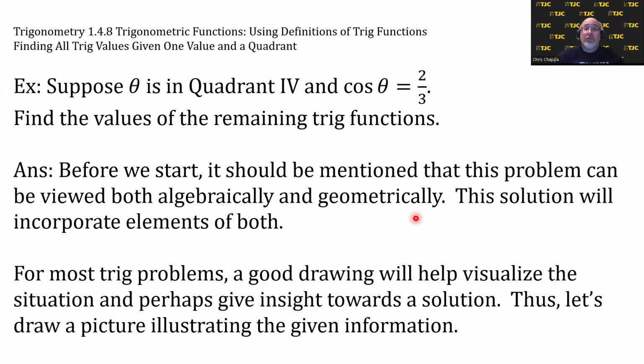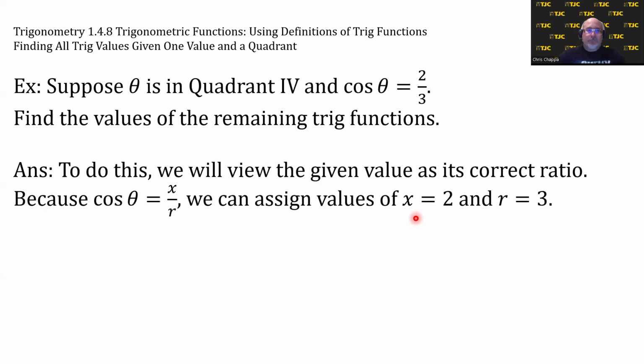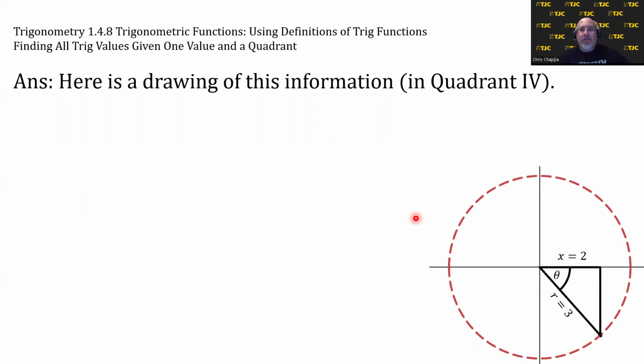For most trig problems, a good drawing will help visualize the situation and perhaps give insight towards a solution. Thus, let's draw a picture illustrating the given information. To do this, we will view the given value, 2/3, as its correct ratio. Because cosine of theta is equal to x over r, we can assign values of x equals 2 and r equals 3. And here's a drawing of this information in quadrant 4. Notice we have an angle in quadrant 4, x equals 2, r equals 3.